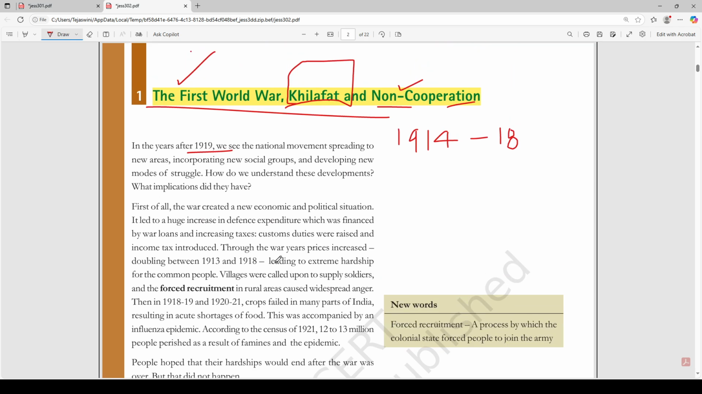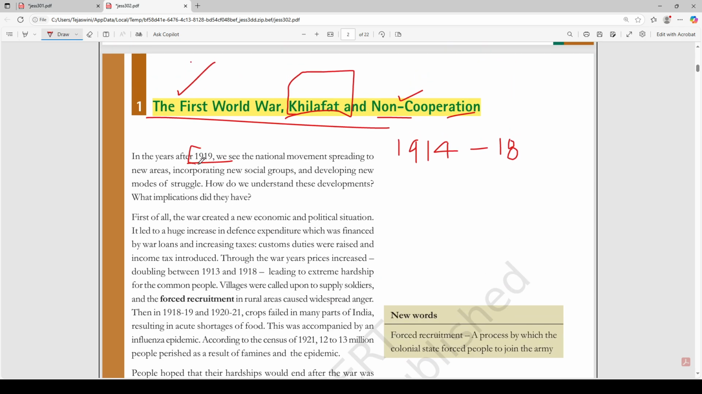Here we can see that after 1919, when the World War was almost over, we see the national movement spreading to new areas. Before that the national movement had already started. What the national movements are, we will discuss later, but it clearly mentions 1919, after the end of the World War. Some leaders in India were trying to spread the movement to new areas and new social groups. These people involved in the national movement were developing a new mode of struggle.